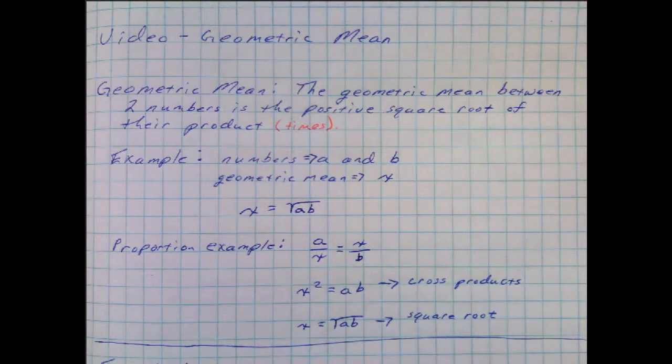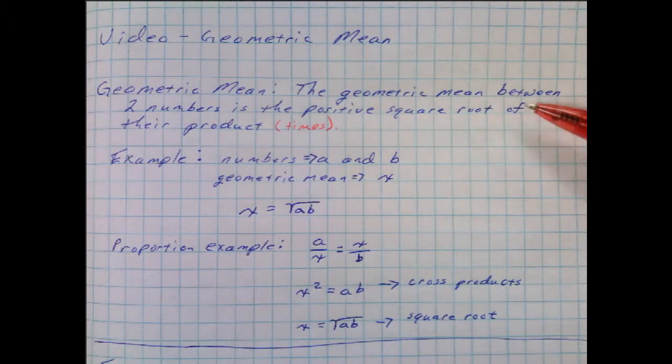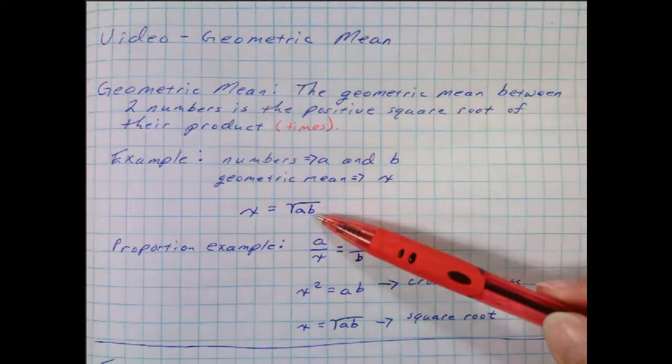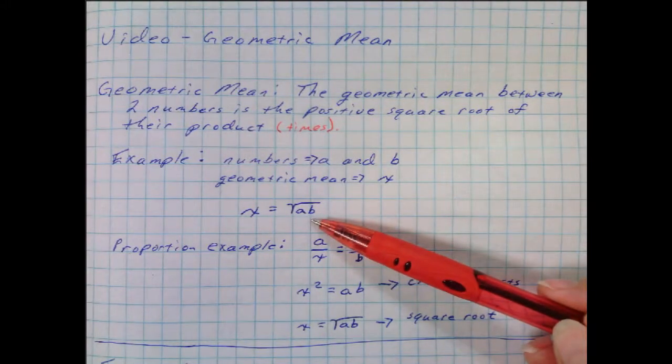So an example of this, if we have two numbers, let's say A and B, and the geometric mean is x, then we know that x equals the square root of A times B. If you remember up here, we said that it is the positive square root, so we took the square root of their product, so we have them multiplied together here.